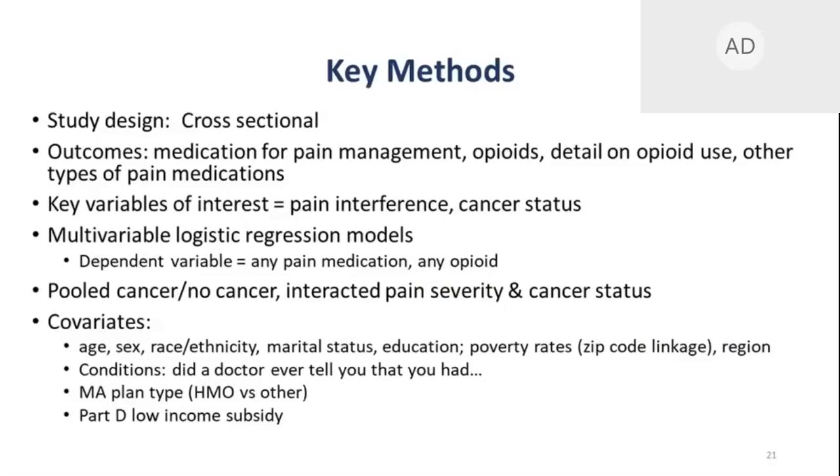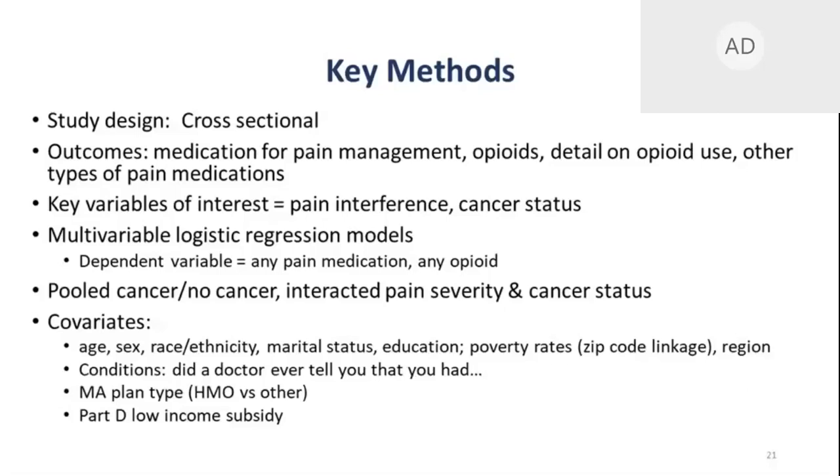The outcomes of interest were medication for pain management and opioid use, detail on opioid use, and then other types of pain medications. The key independent variables of interest were pain interference and cancer status, whether you were someone who was a cancer survivor or not. We generated descriptive statistics and ultimately ran multivariable logistic regression models. The dependent variables were either any pain medication or any opioid receipt. And these are all measured within the 30 days prior to the Emhoff survey.